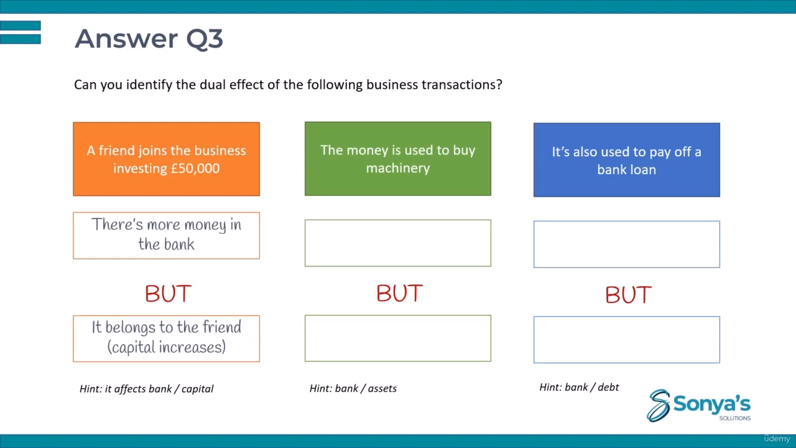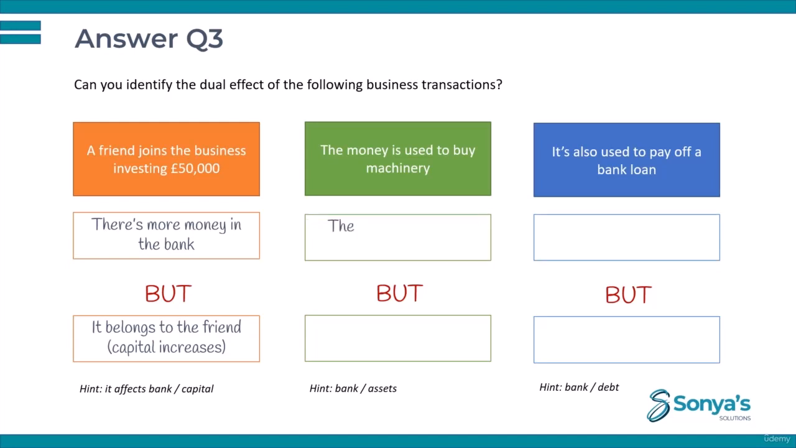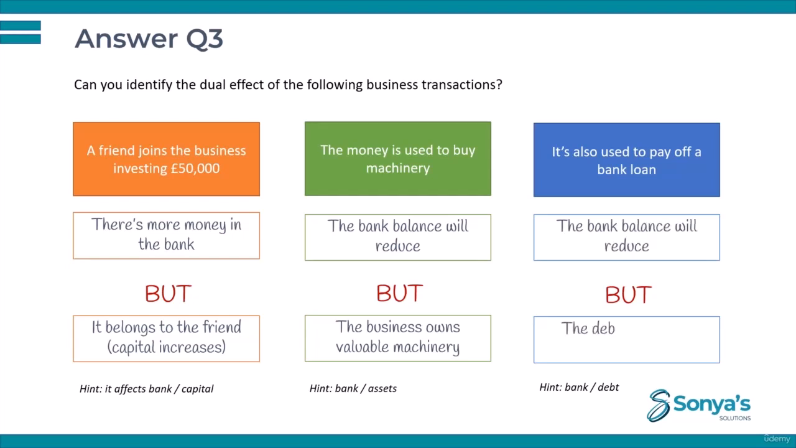Please pause the video at any time if you would like more time to think about the answer, especially as the topic becomes more complex. The bank balance will reduce when the machinery is purchased. The equal and opposite effect is that the business now owns valuable machinery. Here, one asset, cash, has been exchanged for another, machinery. When the bank loan is repaid, the bank balance will reduce again. The equal and opposite effect is that the debt is reduced.